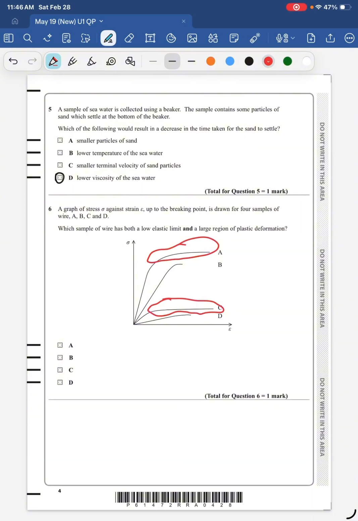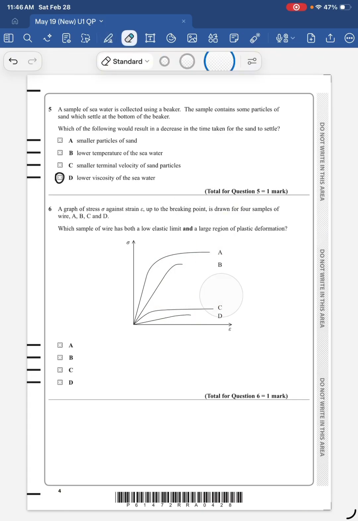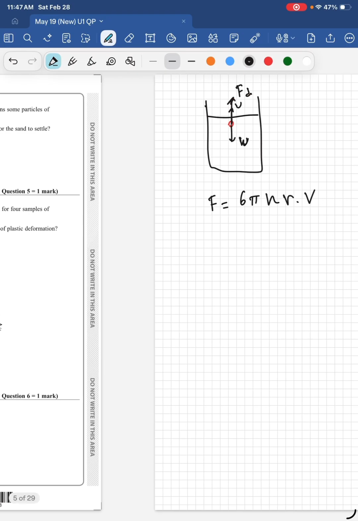Now let me erase this. Now we are looking for large plastic deformation and low elastic limit. The elastic limit is the limit where Hooke's law applies pretty much, where we have a linear dependence. So this is true for C, right? So this is the elastic limit for C. So that's the elastic limit, so C is the correct answer. Right.